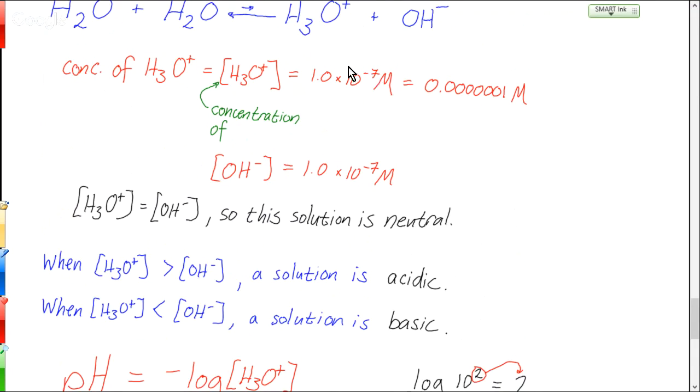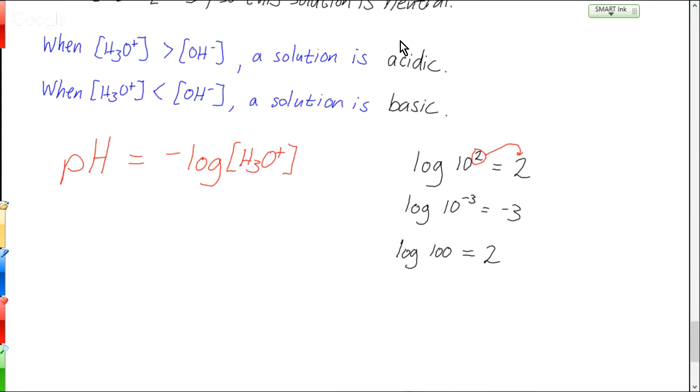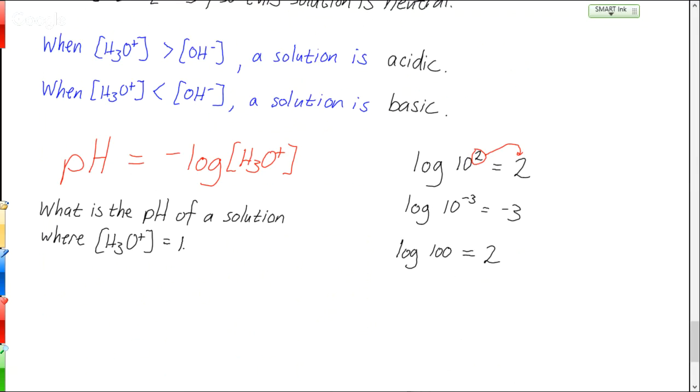So let's try one. If you want to know what is the pH of a solution where the hydronium ion concentration is 10 to the minus 7th molar. So that's like what we just talked about in pure water. How do we find the pH?